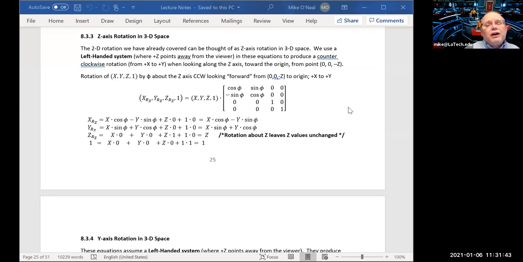Now, different authors might define this different ways, and if they do, what will happen is the signs will flip, and we'll talk about that in a moment. If you did a Google search on z-axis rotation, you may pull up a matrix that has a positive sign here and a negative sign here. It's possible. It depends on the assumptions that the person who wrote that matrix was making.